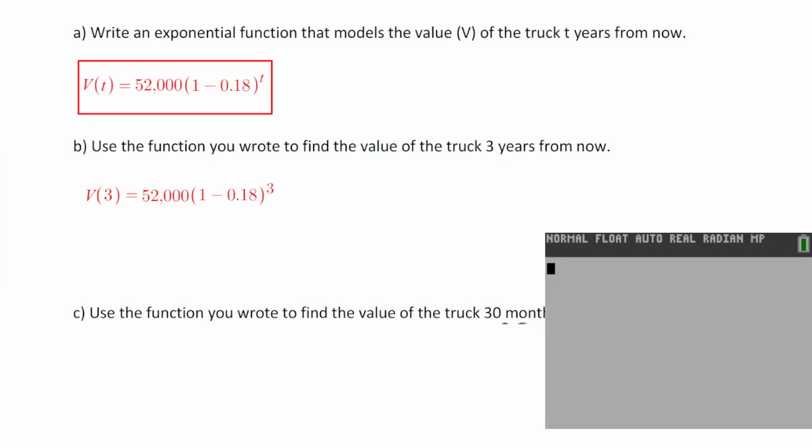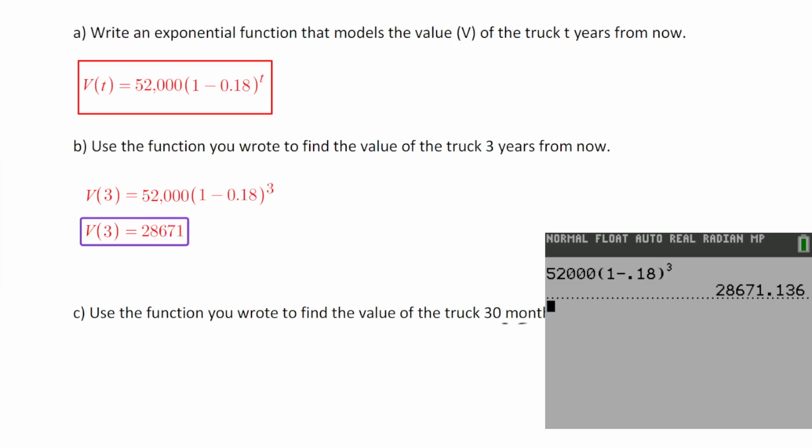There we go. All right, so we're just going to type this in. Go ahead and type in 52,000 times 1 minus 0.18. You may have simplified that to just 0.82, which would be totally fine, to the power of 3. Here we go. All right, so this should be the value of the truck 3 years from now. It's going to be $28,671, and I guess we'll round this to 14 cents.